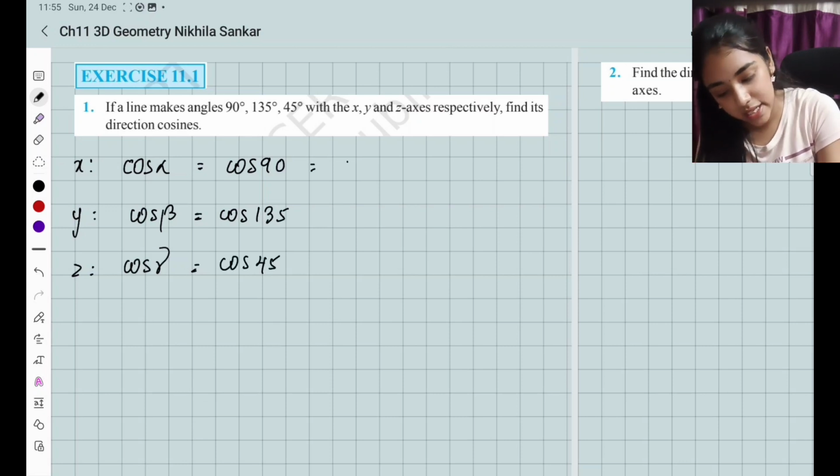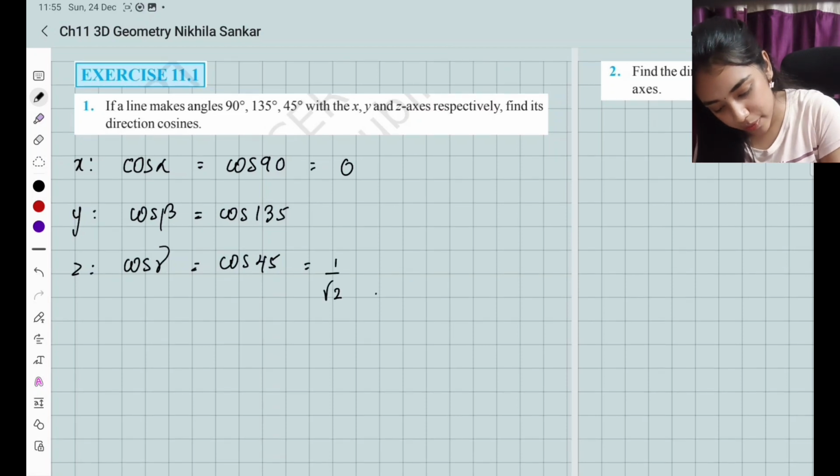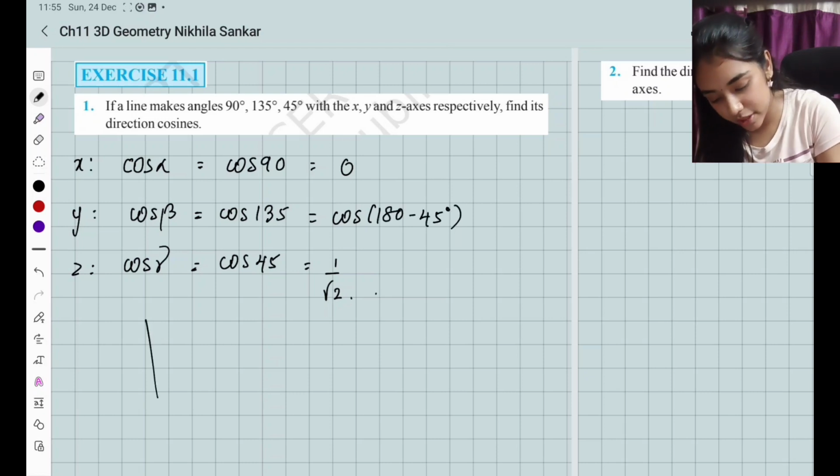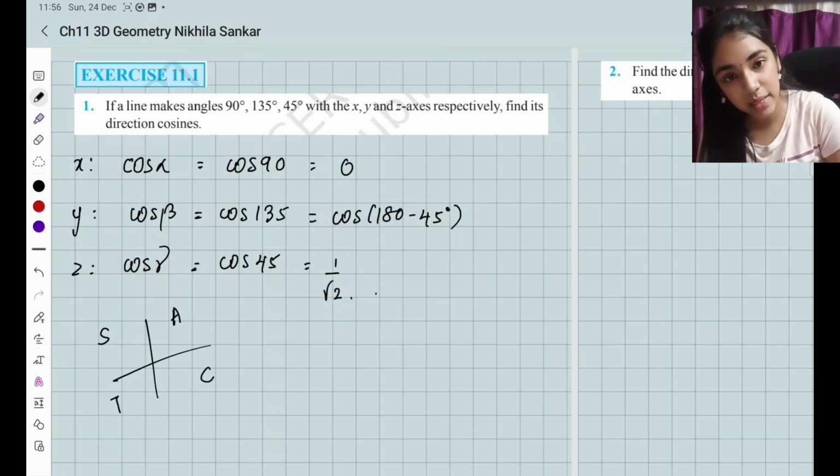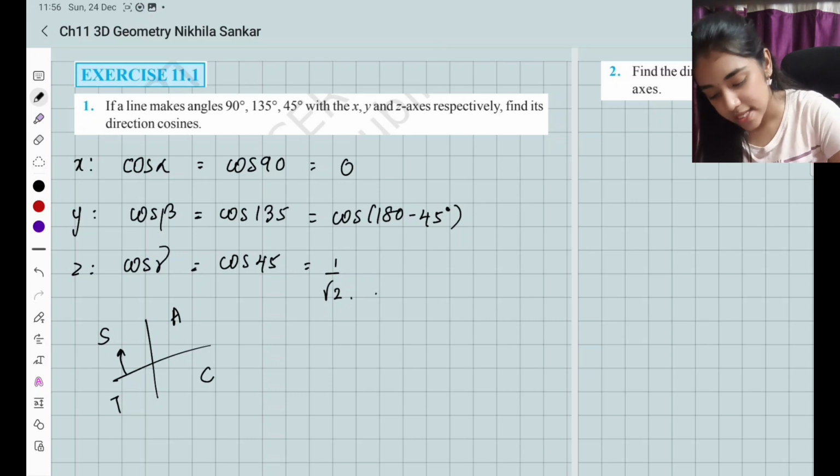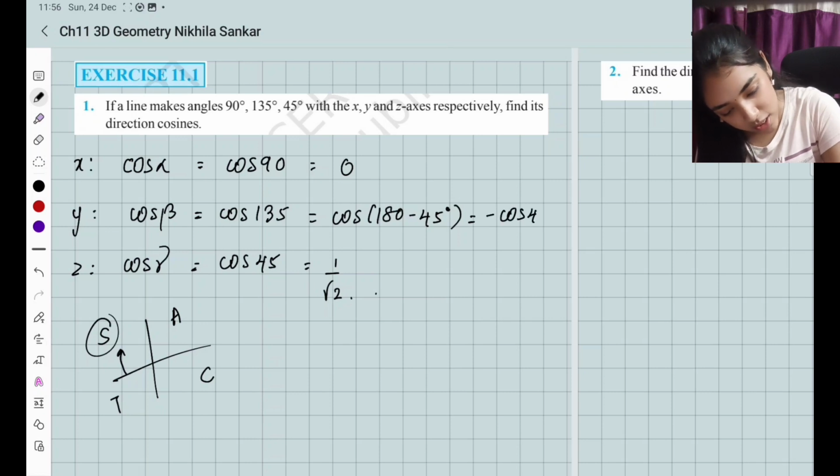So, cos 90 is going to be 0. Cos 45 is going to be 1 divided by root 2. Cos 135 எப்படி எழுதலாம்? I can write this as cos of 180 minus 45 degree. இப்போ இது minus ஆ plus ஆன்னு எப்படி தெரியும்? When you draw the quadrants, you have all silver tea cups. 180 minus 45 na we are talking about the second quadrant. Correct? Pi minus 45, which means only sign is positive, cos is negative. So, this is going to be minus cos 45, which is going to be minus 1 divided by root 2.